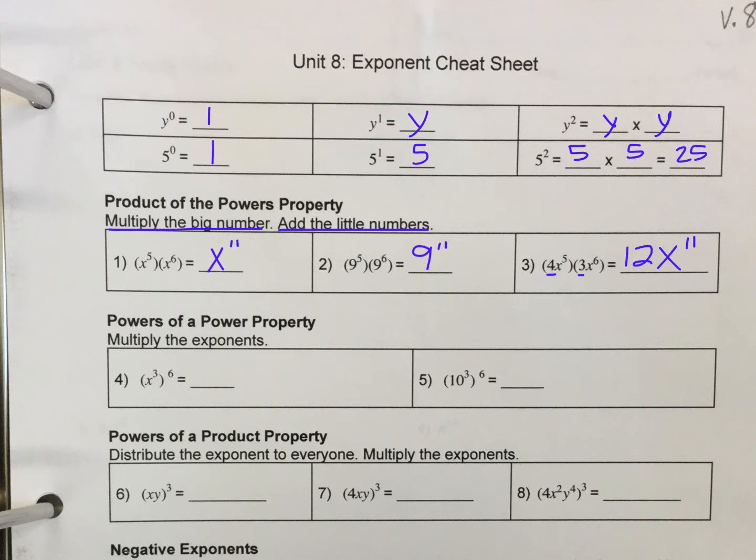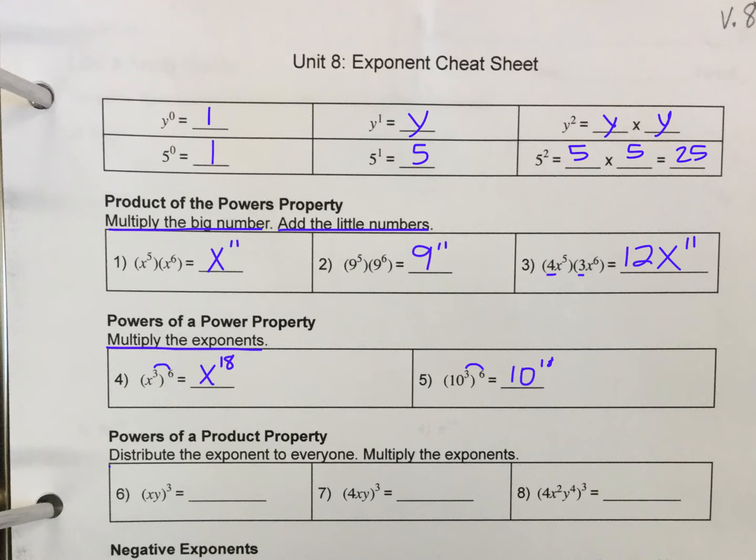Number 4, we multiply the exponents when they're being distributed. So x, 3 times 6 is 18. Same thing, 10, 3 times 6 is 18.